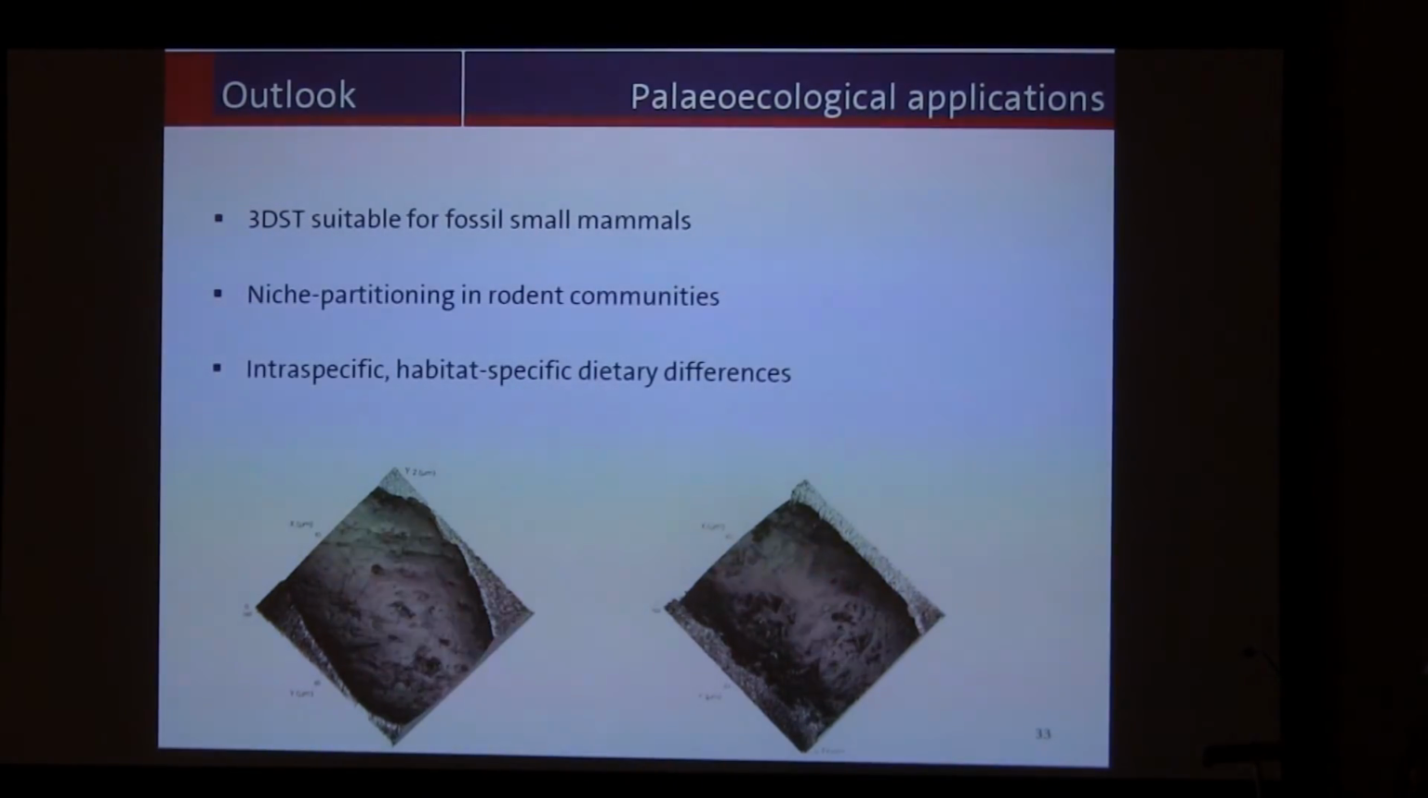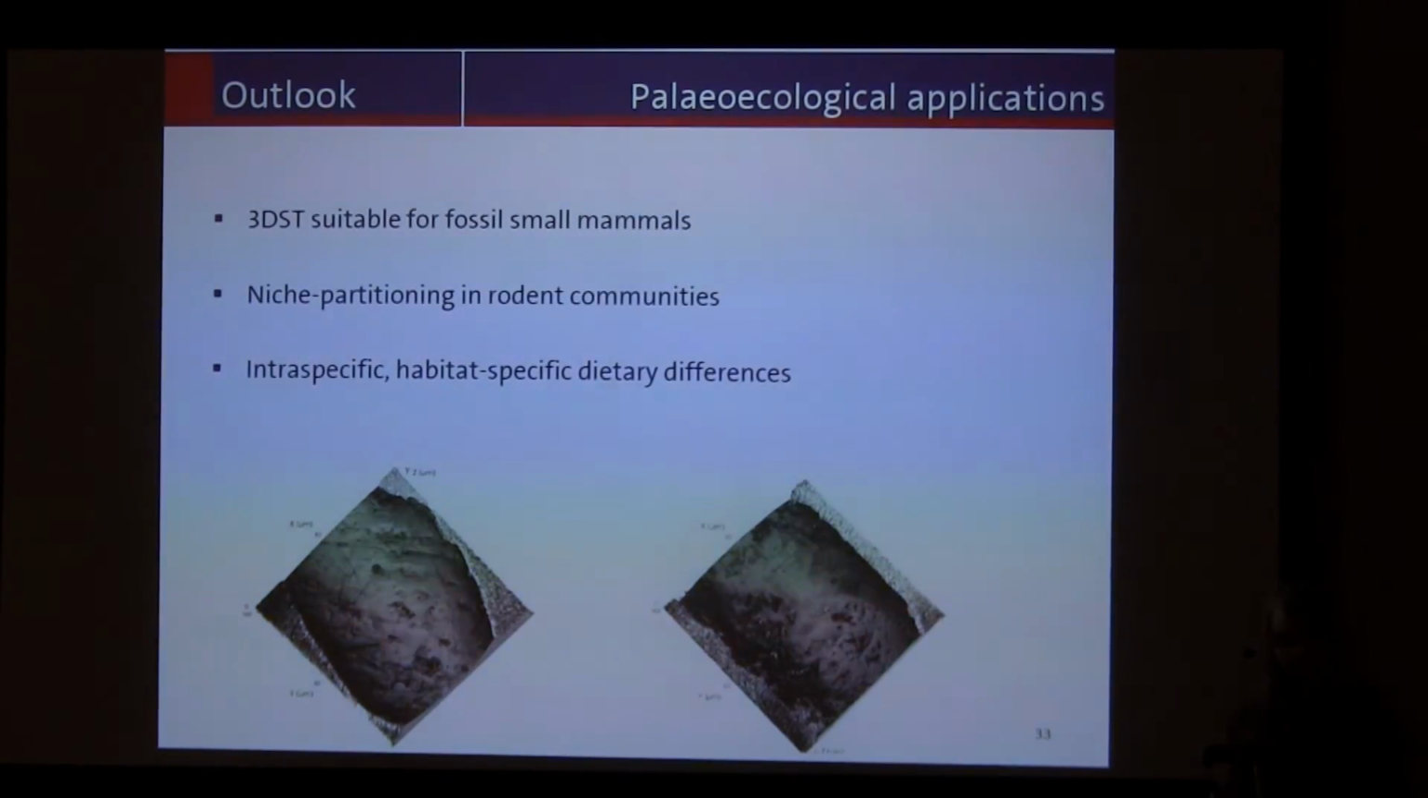Now I promised I want to say something about paleontological approaches. So we could show that 3D surface texture analysis is really good to use on small mammals, and it can also be used, of course, on fossil small mammals. For example, to assess niche partitioning in urban communities or habitat-specific, intra-specific differences on an island between two distant populations.